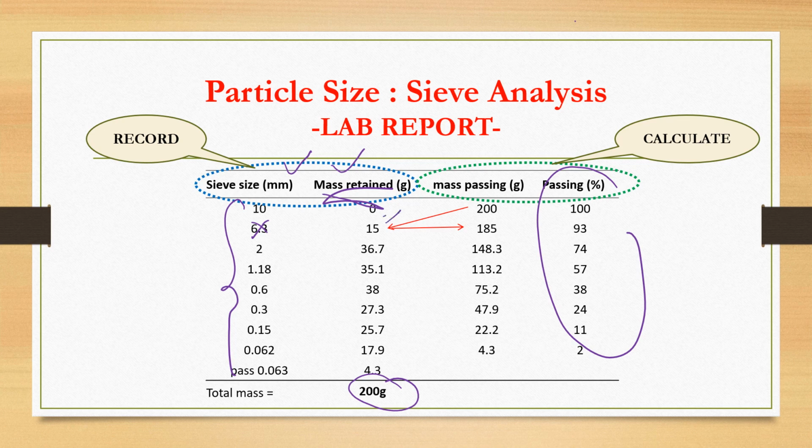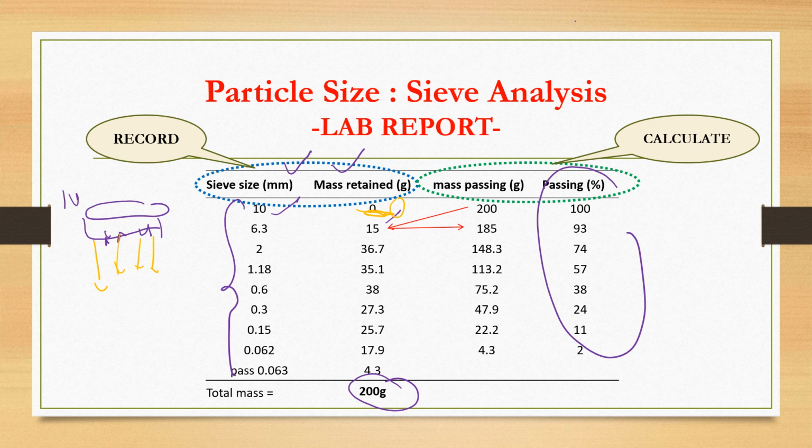For sieve number 10, let's say there is no particle retained on it. Sieve number 10 has its own aperture, and we want to look at the particles that are retained here. In this example, the mass retained on sieve number 10 is 0, which means nothing is here and everything passes through sieve number 10. This is followed by the sieves down to the final one, 63 micrometer.